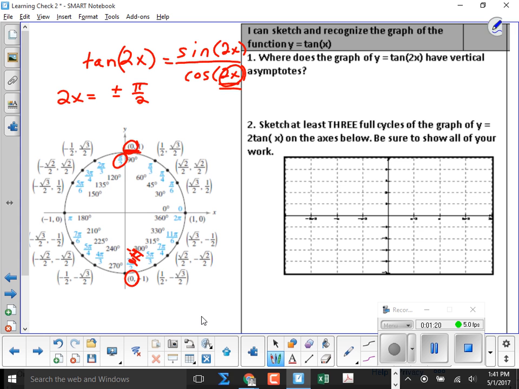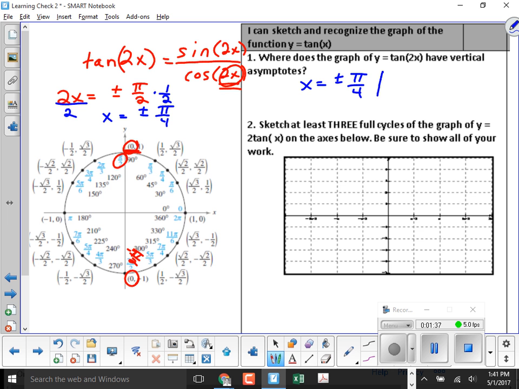So you're going to divide by 2 to solve for x. Same thing as multiplying by a half. So you're going to get x is equal to positive or negative pi over 4. So that's the answer there. X is equal to positive or negative pi over 4. That's where the asymptotes are. Okay? That's a separate question. You're not graphing that down here.